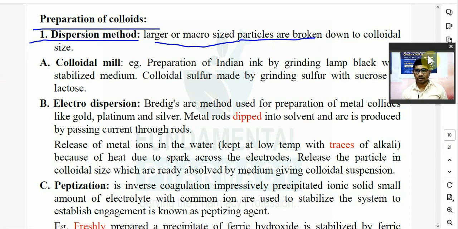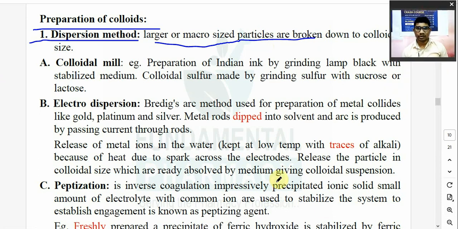So that's why it is called a colloidal mill. Preparation of Indian ink uses the colloidal mill. It has one rotor, one stator, and a small orifice in between. You pour a dispersion containing large or macro-sized particles into the colloidal mill and operate it. There is a decrease in the particle size of the original particles, and you get another dispersion. So to make a colloidal dispersion, the colloidal mill is used.